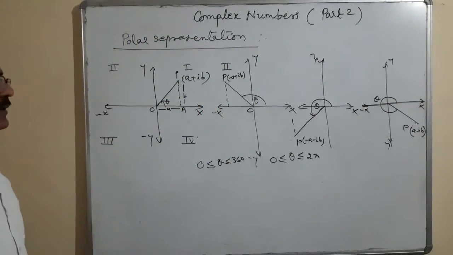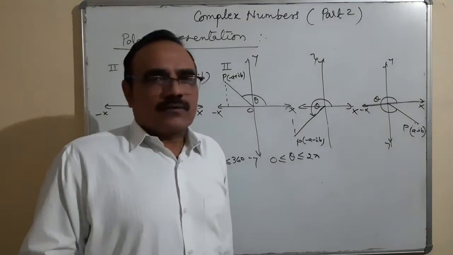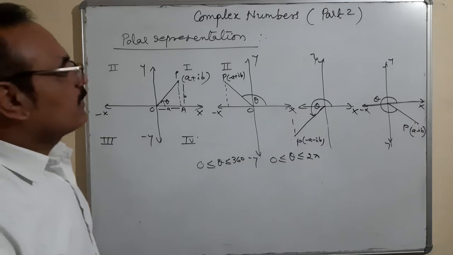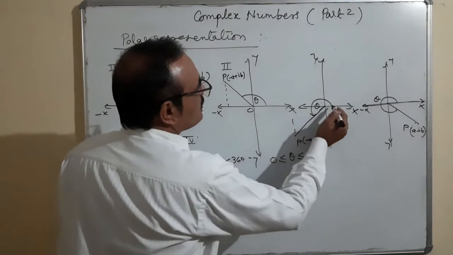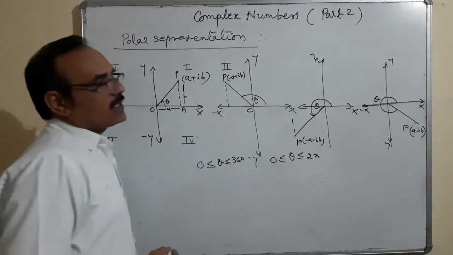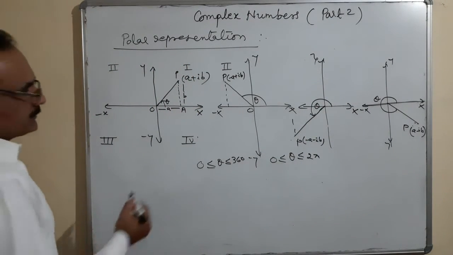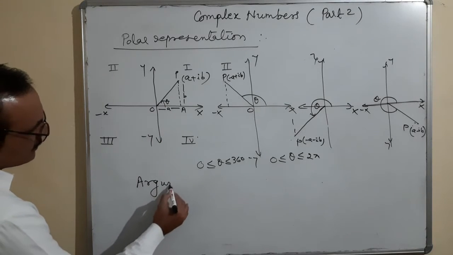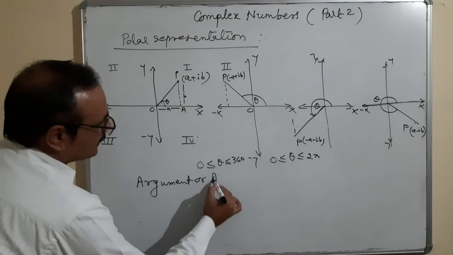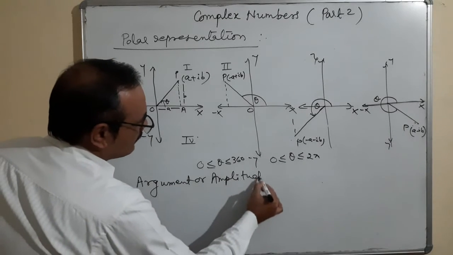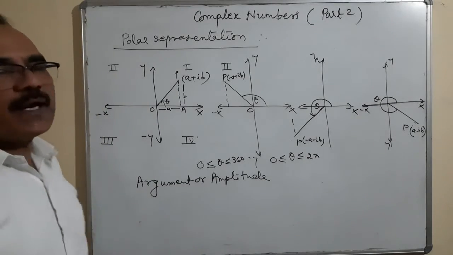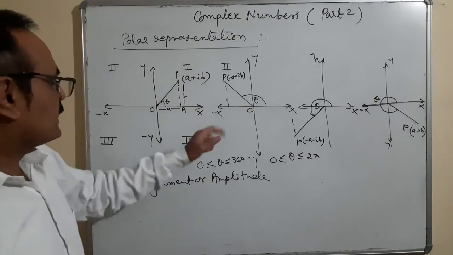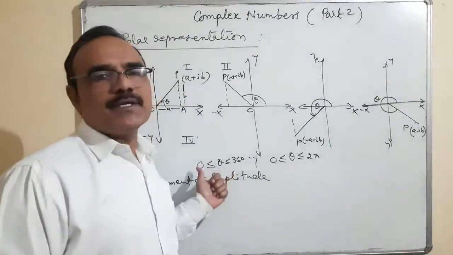Okay. So what happens? We are actually going to a polar representation in which, what is the meaning of this? This theta is called the argument or amplitude. It is called the argument or amplitude of theta. Okay. So that is the condition when theta lies between 0 to 2 pi.